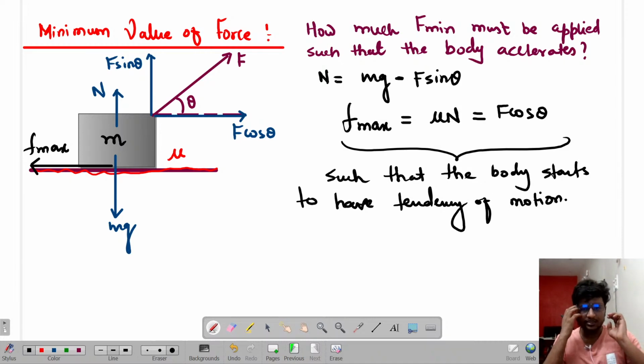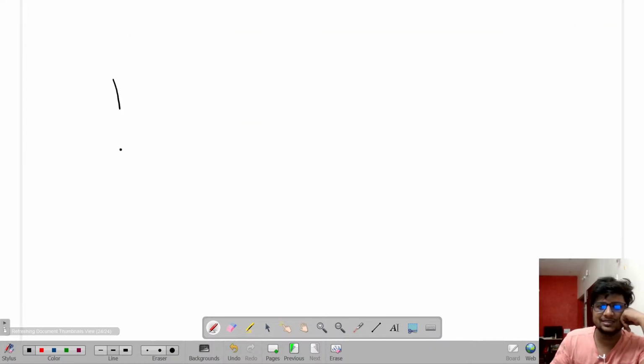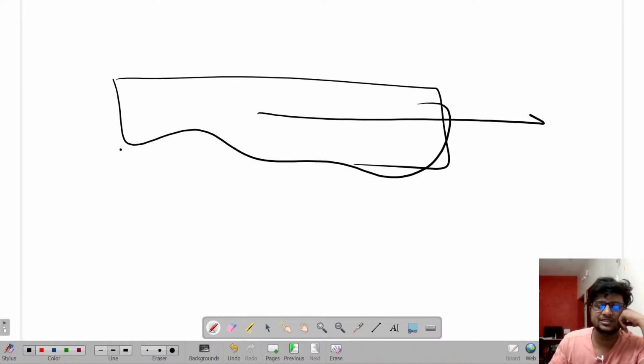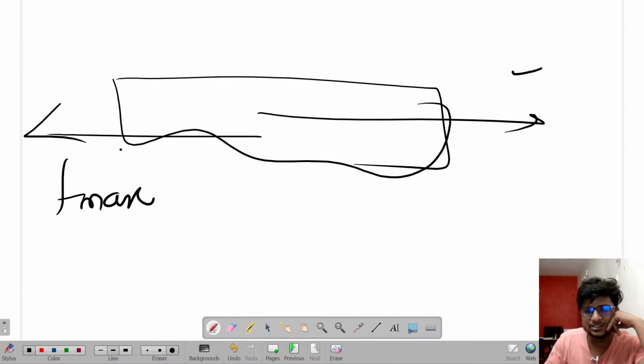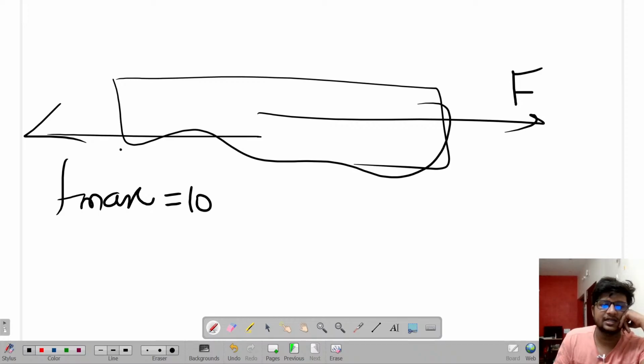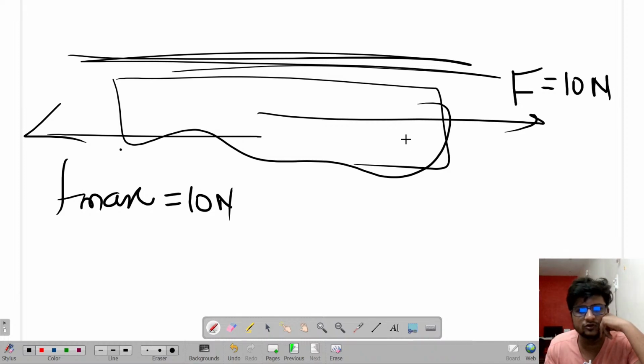The simple idea is there. I want a minimum value of force such that the body should move. Now, in any scenario, this body is getting stopped by which force? F max. Let's suppose F max is 10 Newton. If I apply at least 10 Newton, then the body will come into a state of motion, or not?